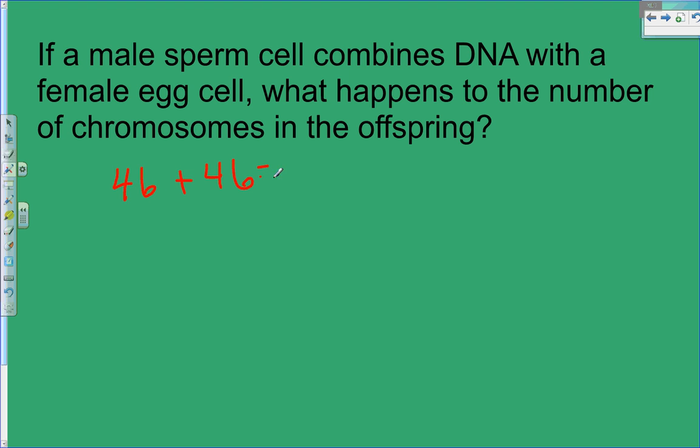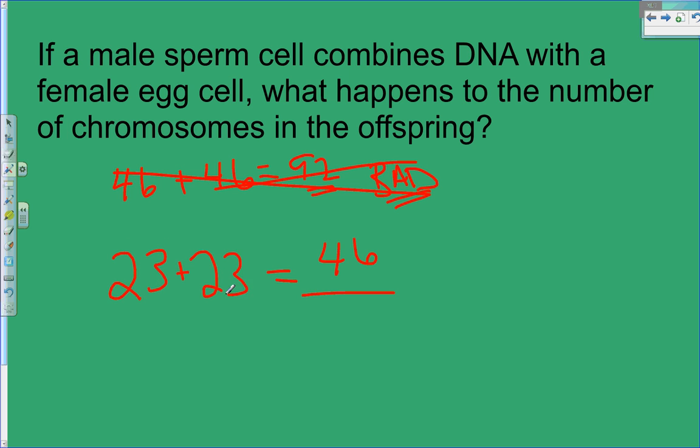That is a problem. We don't want that to happen because we'll see a little bit later in this unit that when you have more chromosomes than you're supposed to, bad things can happen. So we don't want that. So how are we going to end up with a child who has 46 chromosomes? Well, the obvious way is that we're going to have half of the normal amount of chromosomes in each egg and sperm. And this is where meiosis comes in.